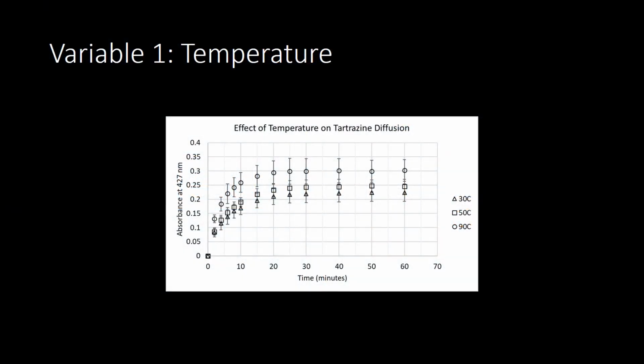The first manipulated variable was temperature. After collecting all absorbance data, plotting absorbance versus time allowed for the general trend of the effect of temperature on tartrazine diffusion to be determined. For an in-depth analysis, absorbance values were related to tartrazine concentrations using the calibration curve equation.